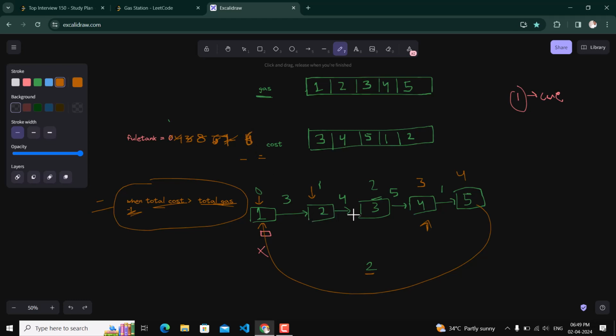Now to travel from the first index to the second index we require 4 cost, so we are able to get that. So our fuel tank will be left with 2. Now we have reached this index, so we will add 3 to our fuel tank. Fuel will be added to our fuel tank, so it would be 3. Now from 2 to 3 we require 5.